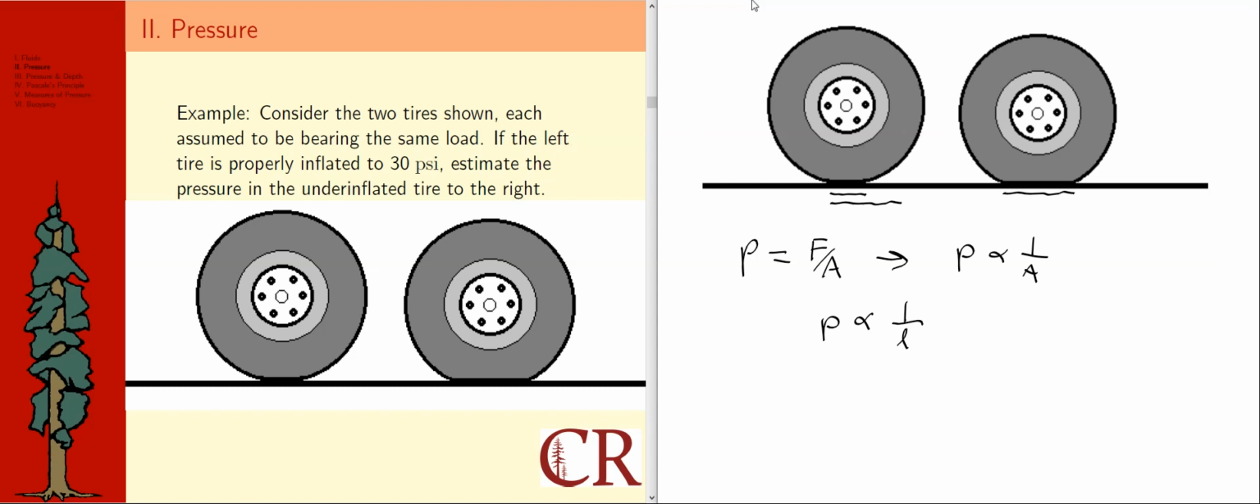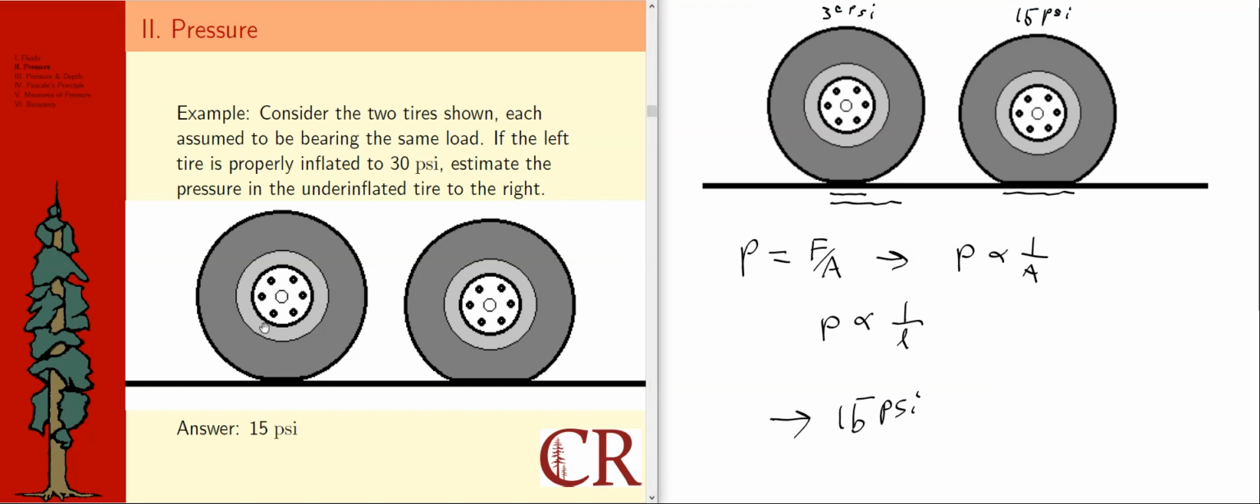And so therefore, since the pressure of the properly inflated tire is 30 psi, which is another unit of pressure, right, pounds per square inch, then this one should be half that, since it has twice that area of contact with the road. So I'm going to say 15 psi is the answer, and we can check that and see that that is correct.